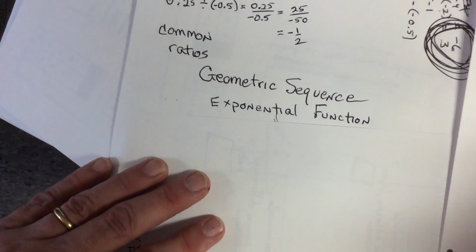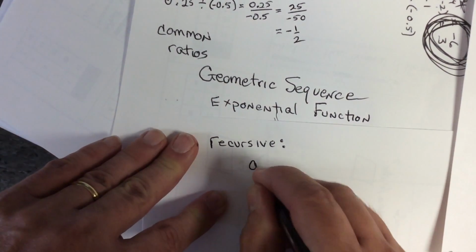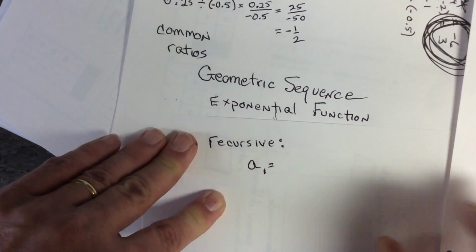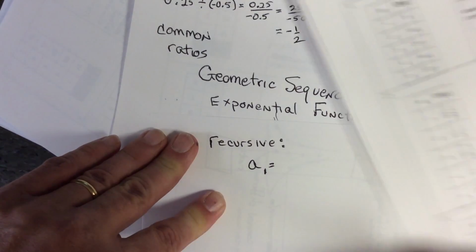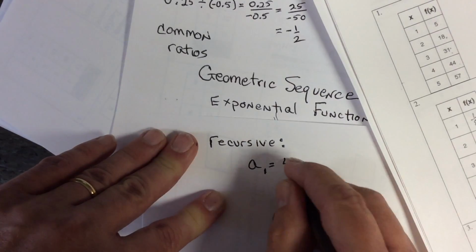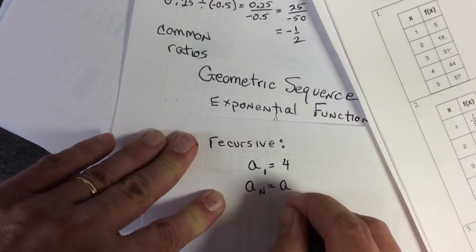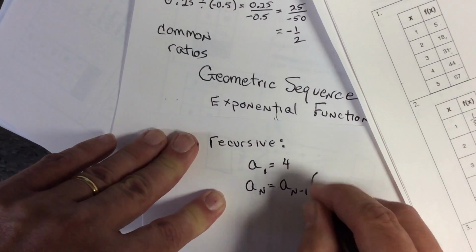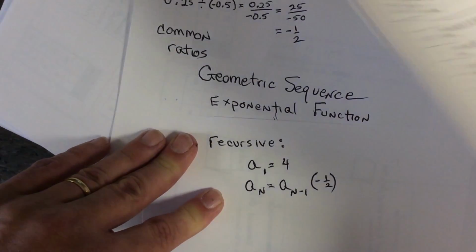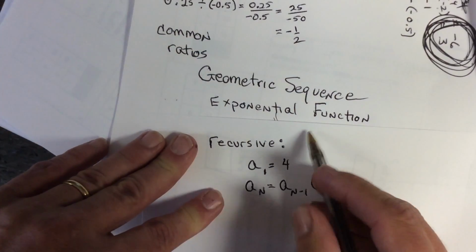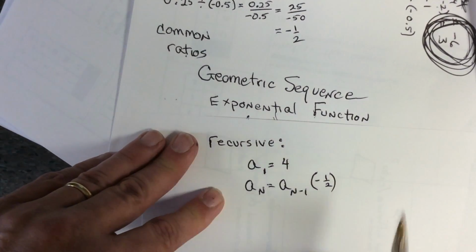Okay. If I want to write the recursive formula for this, write down the first term. The first term is 4. And then to get any term, you take the term that came before it and multiply it by negative 1/2. That's our sequence. That's a geometric sequence because there's a common ratio. It will form an exponential function.